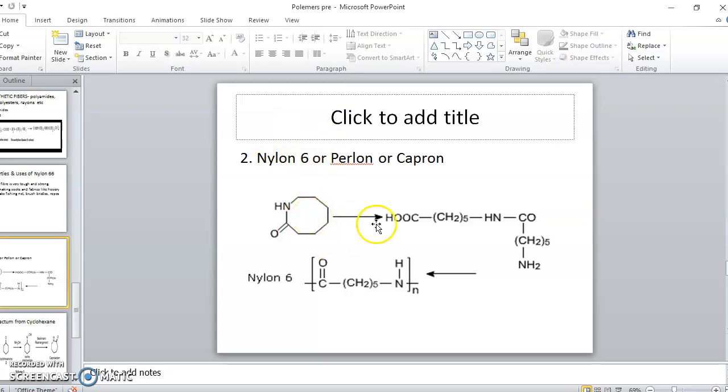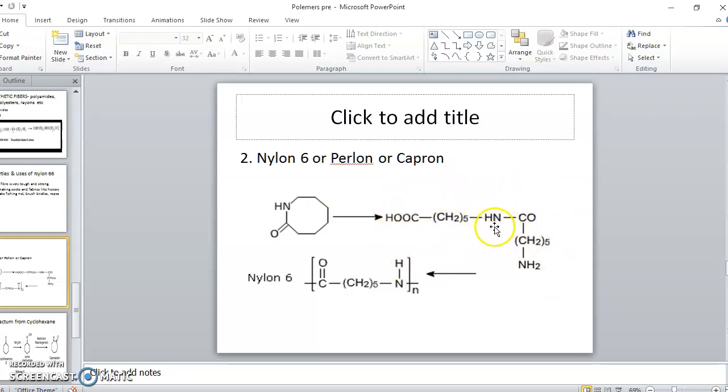And from caprolactam, we can get a compound called aminocaproic acid. What is aminocaproic acid? Aminocaproic acid is this molecule: NH2, CH2 5 times, COOH. Here this unit you have 2 times. Here you have aminocaproic acid, and here also you have aminocaproic acid.